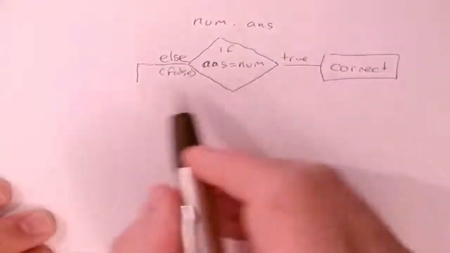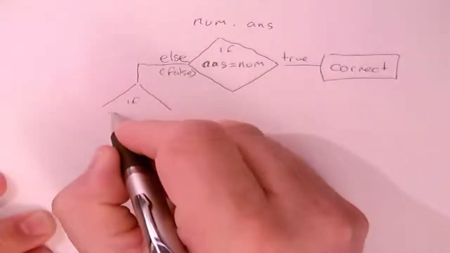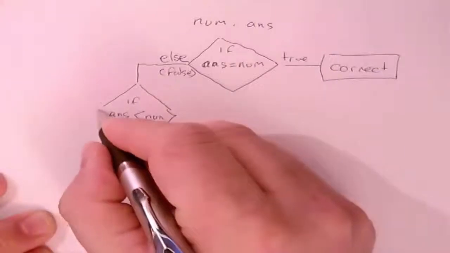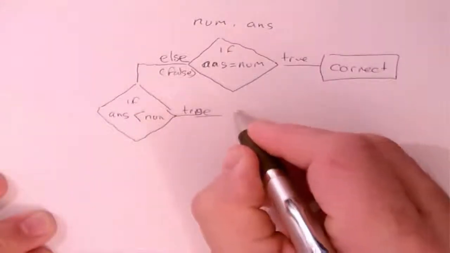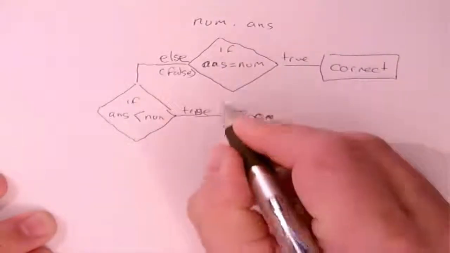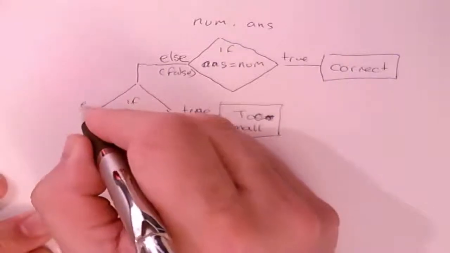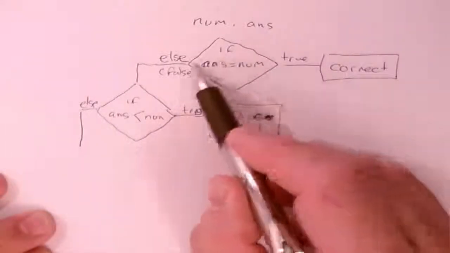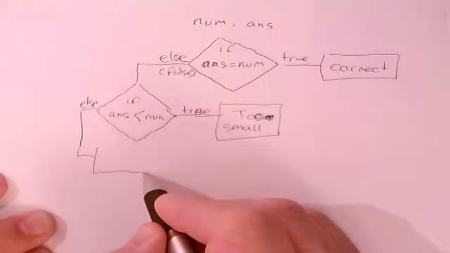Now what do we do down here? Now down here we can test to see if it's too small. So if answer is less than the number, so if this is true, now we can say it's too small. And otherwise, so again we've got the concept of an else down here. So think about what's going to happen or how we would get down here. So if it wasn't the same, we'd come this way. If it wasn't less than, we'd come this way. So our only option really, having come down here, is it must be too big.